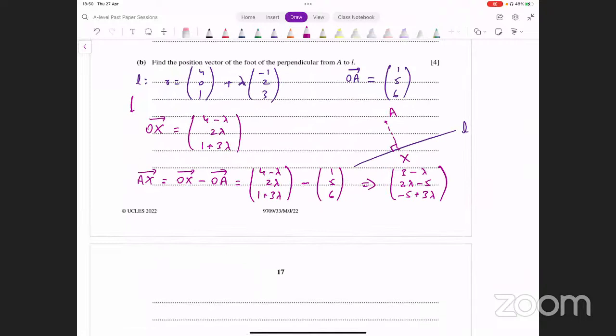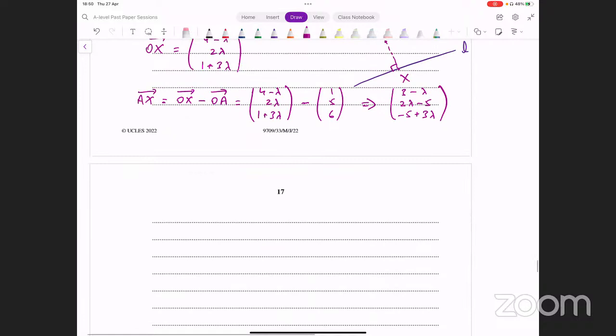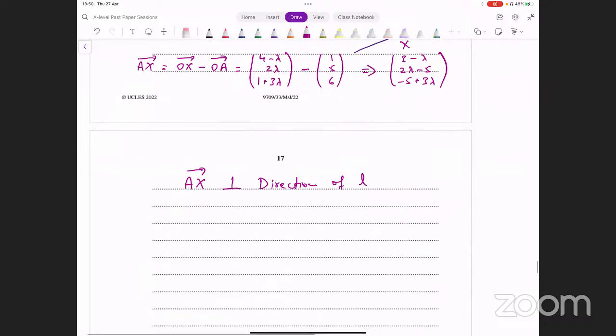Now, since the vector AX and the line L are perpendicular, हम क्या कहेंगे? AX vector is perpendicular to the direction. Remember, perpendicular का ताल्लुक जो है वो आपका direction vector से होता है. Angle जो है वो डायरेक्शन पे डिपेंड कर रहा होता है. So AX वेक्टर जो है वो डायरेक्शन ऑफ L के परपेंडिकुलर है. तो इनका डॉट प्रोडक्ट 0 होना चाहिए.